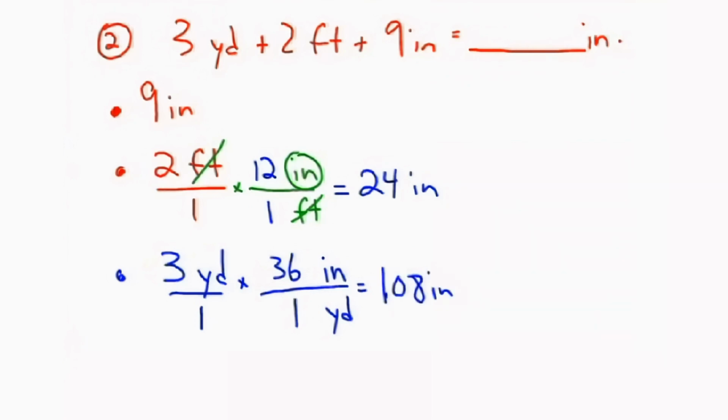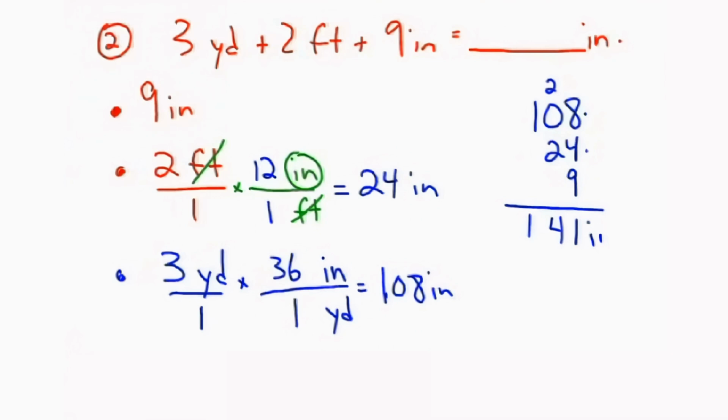And so now we can have some more practice with adding numbers, because our total number of inches would be 108 and 24 and 9. And so 8 and 4 is 12. 12 and 9 is 21. So we write the 1 and carry the 2. And 2 plus 2 is 4. And our 1 has nothing underneath it. So this gives us 141 inches.